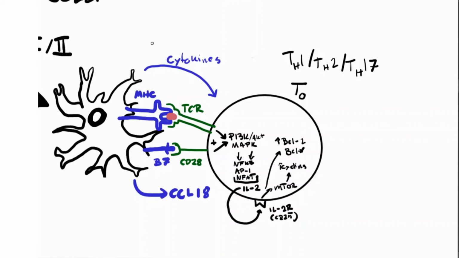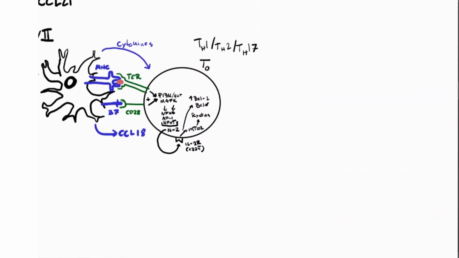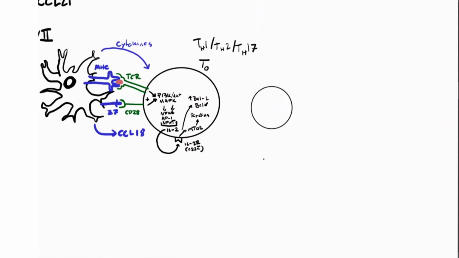But now you have all of these three signals. You have cytokines, the TCR, and the co-stimulation. And now several different things are going to happen. So to begin with, these cells here are going to proliferate, as I said before, generating a bunch of clones of this cell here with the same TCR, so they will be able to recognize the same peptide here.